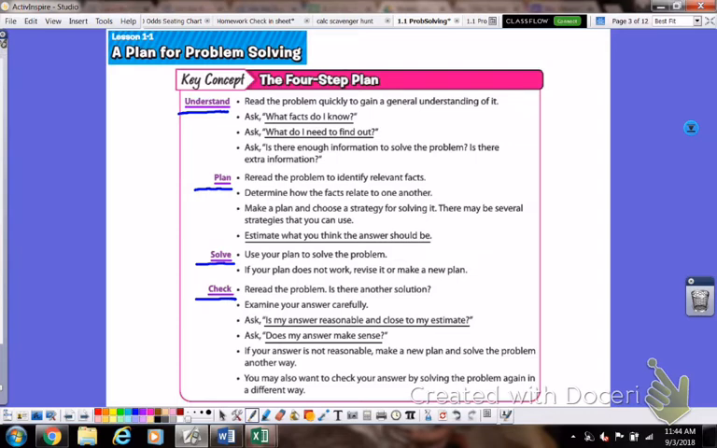And you might also want to check your answer by solving the problem again in a different way. We don't always have to do all of these steps, but if you see a problem and you're not sure what to do, think about these 4 steps and dive right in.